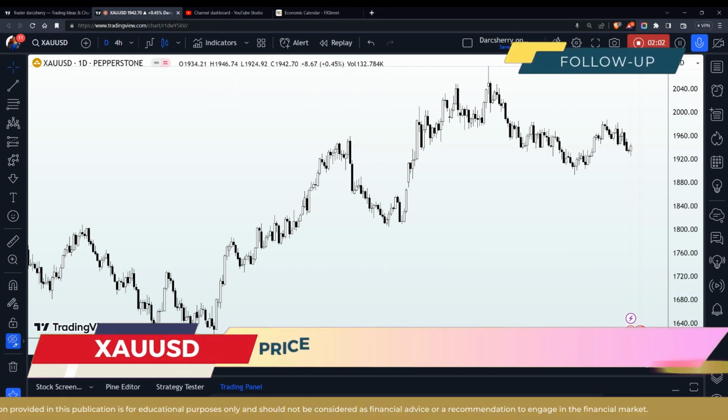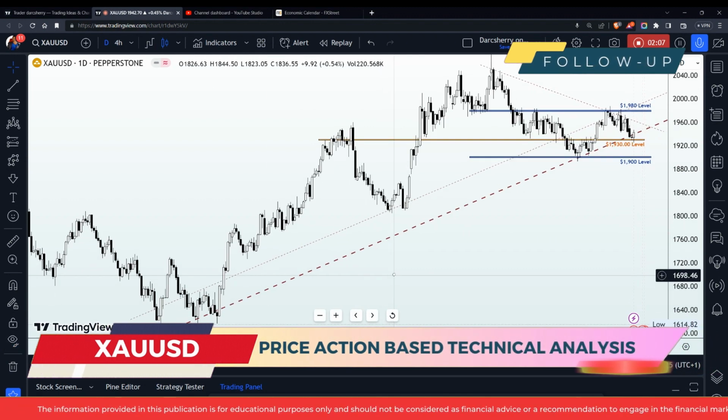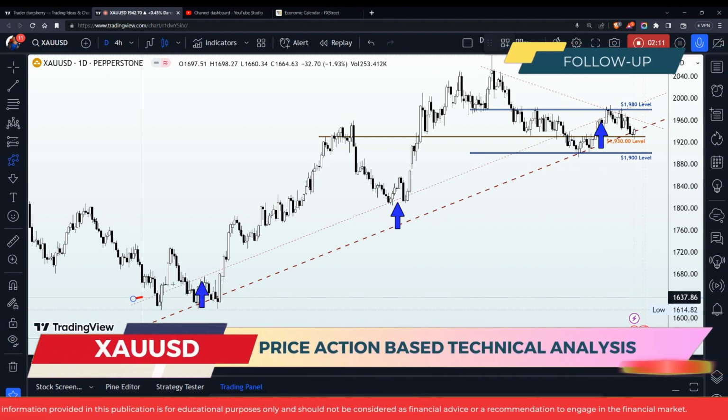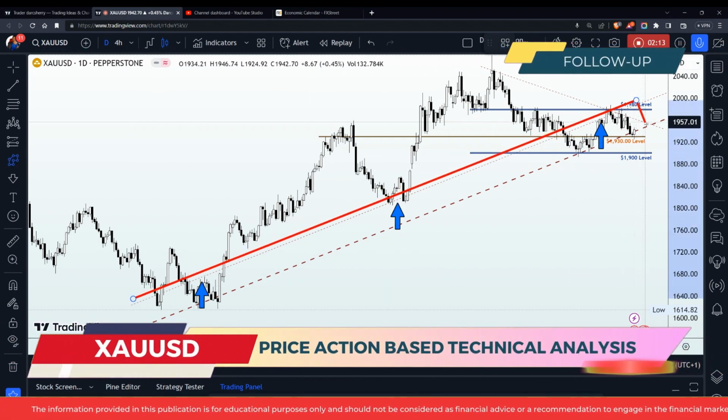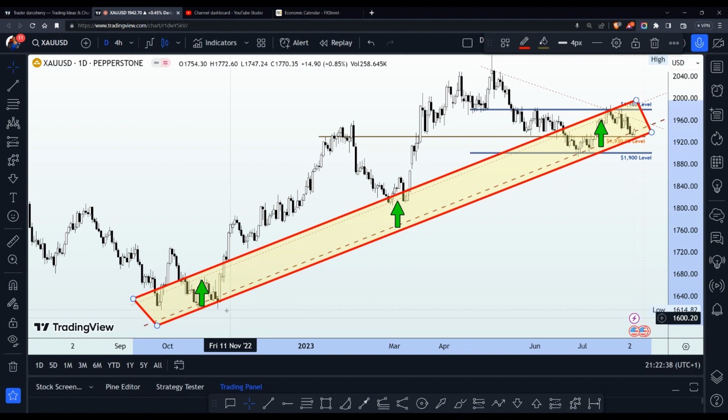To further emphasize the strength of the buyers in this particular market, I was able to identify a couple of trend lines, of course, after connecting the series of higher lows. And in fact, one of these trend lines is going to be one of the parameters we are going to be using to guide our trading activity for this week.